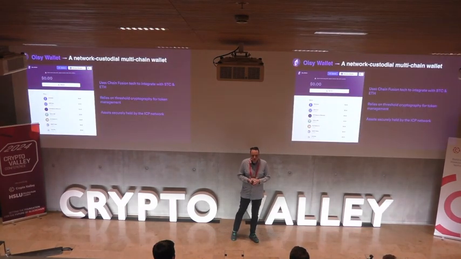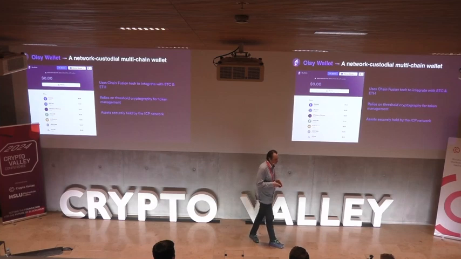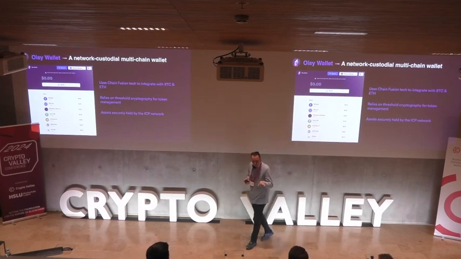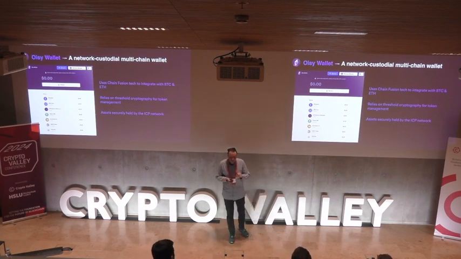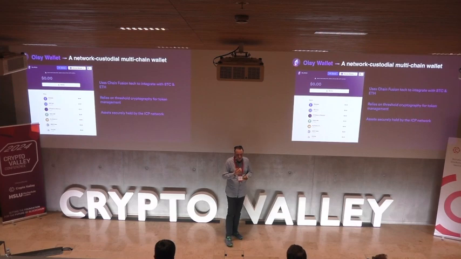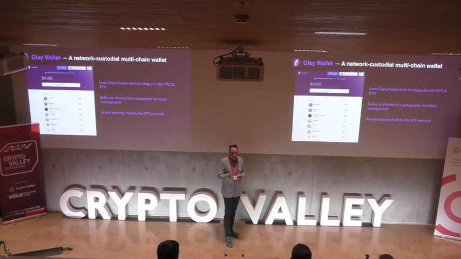So another interesting application is the OIC wallet. It's a network custodial wallet that's multi-chain. So currently it supports the Ethereum chain using threshold cryptography. And what it can do is it can hold Ethereum assets like ETH itself and any kind of other ERC20 token, can hold this token for you in the Internet Computer using threshold cryptography.